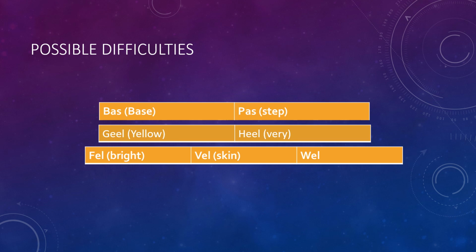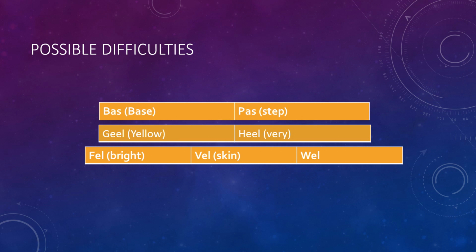Then we also have a confusion between the g and the h sound. So we have, for example, geel, which means yellow, and heel, which means very. Then we also find a confusion between the f, v, and w sound. So some native speakers from the Netherlands will pronounce the w as a v. This is something you might hear and which might confuse you while you are studying the language.